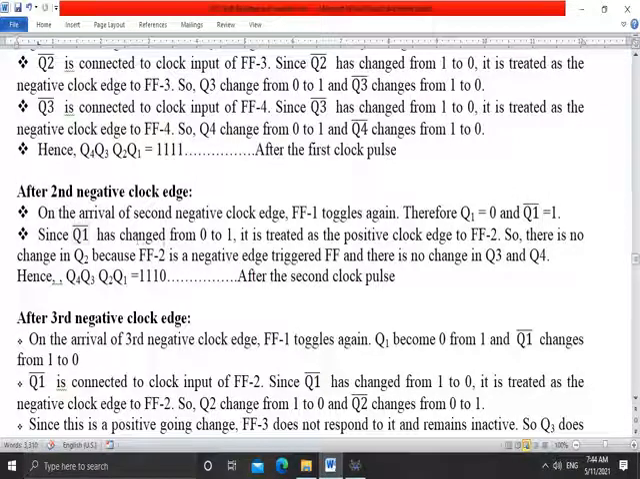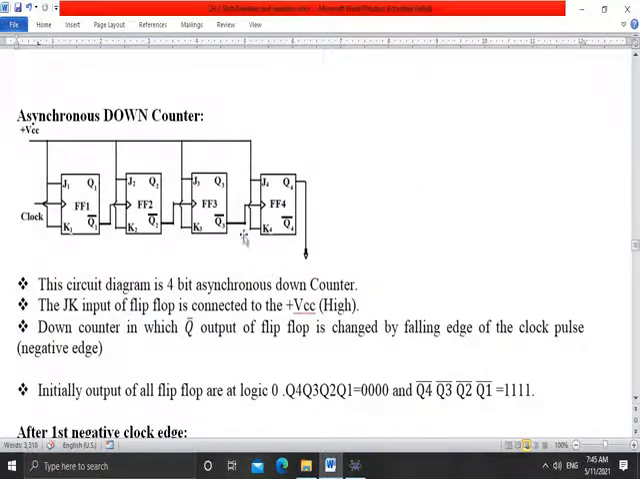Q bar is changed from 0 to 1. This is a positive change to flip flop 2. So there is no change in Q2 because flip flop 2 is negative edge triggered, and therefore no change in Q3 and Q4. So after the third clock pulse, the output is 1 1 1 and 0.